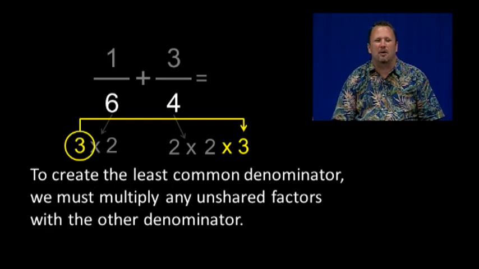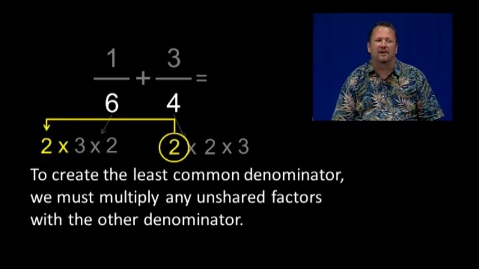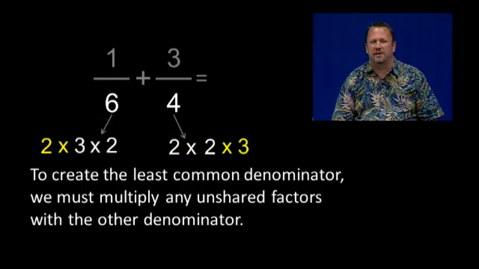To create the least common denominator, we must multiply any unshared factors with the other denominator. So here, we've taken the unshared factor from one denominator and multiplied that by the other denominator. Here we've taken an unshared factor from 4 and multiplied that times the other denominator.